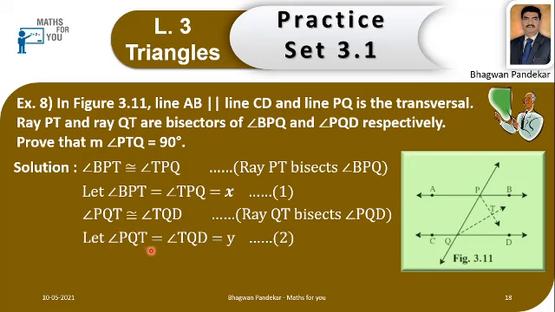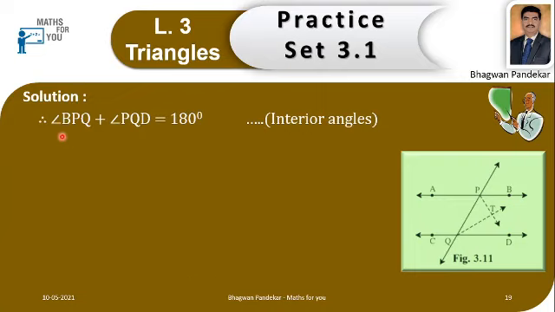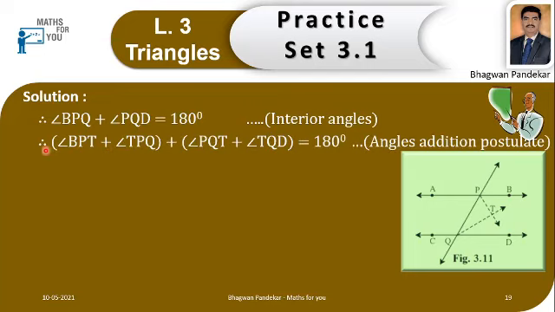Let angle PQT is equal to angle QTD is equal to y. Equation number 2. Line AB parallel line CD and line PQ is the transversal. Therefore, angle BPQ plus angle PQD is equal to 180 degree. Reason is interior angles. Therefore, in bracket, angle BPT plus angle TPQ plus angle PQT plus angle TQD is equal to 180 degree. So, reason is angles addition postulate.